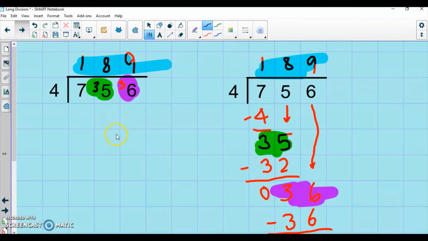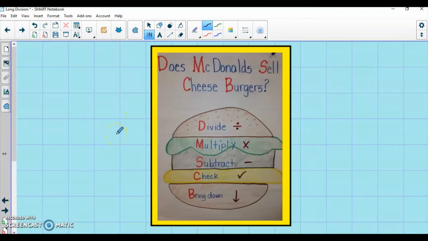Now I'm just going to quickly show you this. Does McDonald's sell cheeseburgers? This mnemonic could help you when you're working out your long division. D, M, S, C, B. Because this is what it stands for: divide, multiply, subtract, check, and bring it down. And that's the idea we're going to use to help us with our steps for our division. Okay.